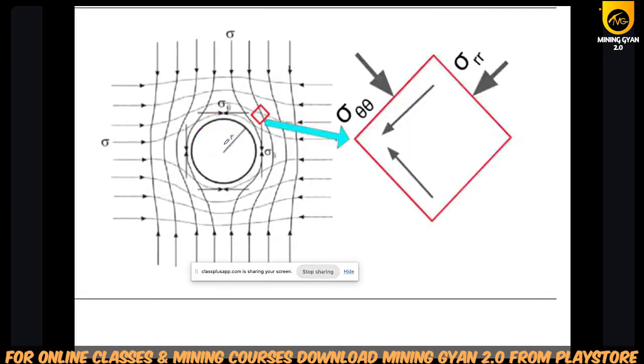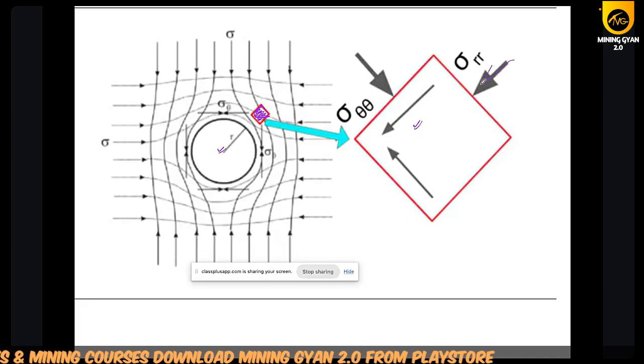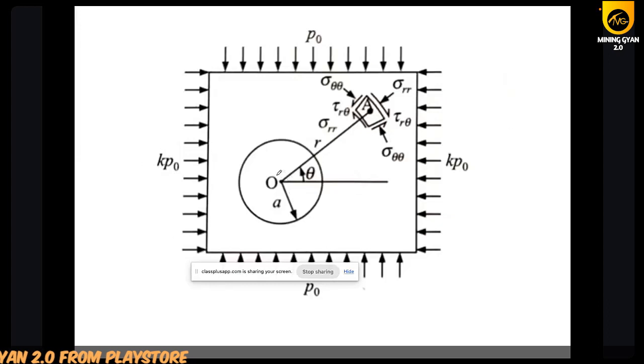For better explanation, this is your opening. If you take this as the element, then this is sigma rr, and this is sigma theta, and this is your shear stress, tau r theta.